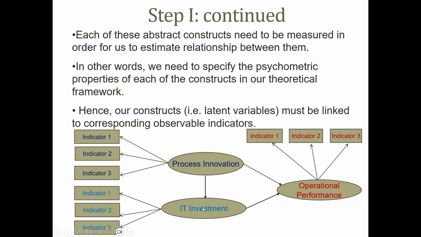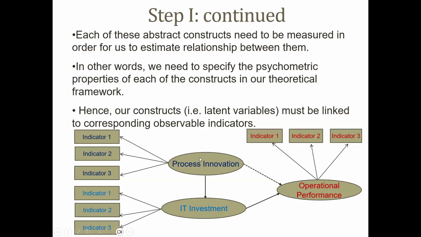The same thing will happen to IT investment. The same thing will happen to operational performance. So what it means is that in the field, each of these constructs manifests in certain observable characteristics, certain features. A good character is manifested in behavior. So to make a judgment about the character of somebody, you observe their behavior, their manners, how they speak, how they act, how they do things.